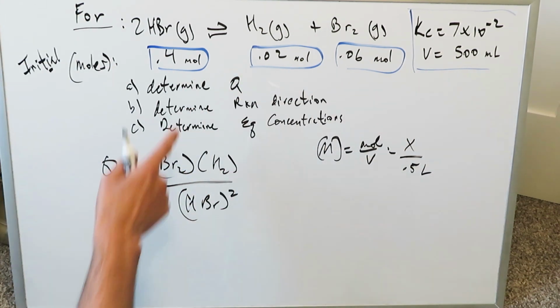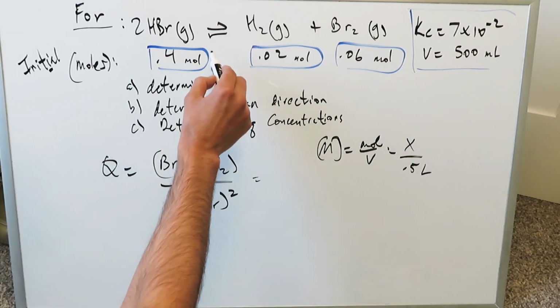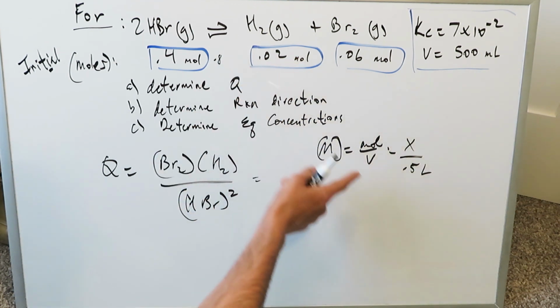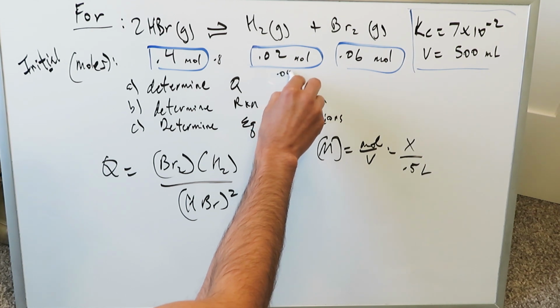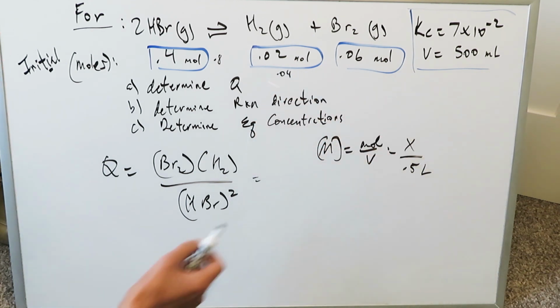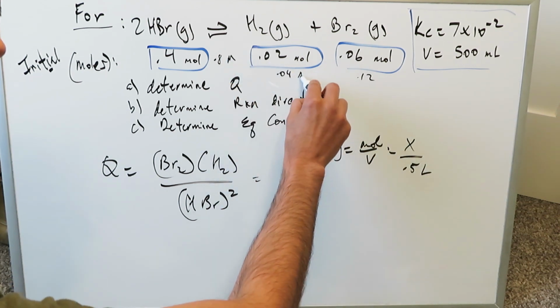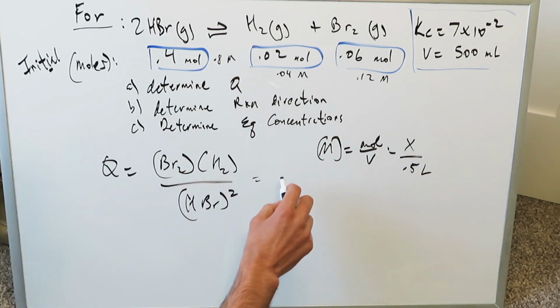Milliliters converted to liters. 0.4 divided by 0.5, you know what that will be. This right here will become 0.8, and I'll put it for you right here. 0.02 divided by 0.5, because we have to convert these into molarities, this will become 0.04. 0.06 divided by 0.5, and you know this will become 0.12. All of these have units, molars. So we've done this conversion, and now these items we can run through here to determine their Q value.